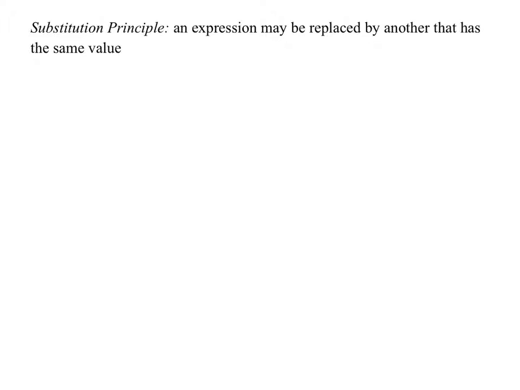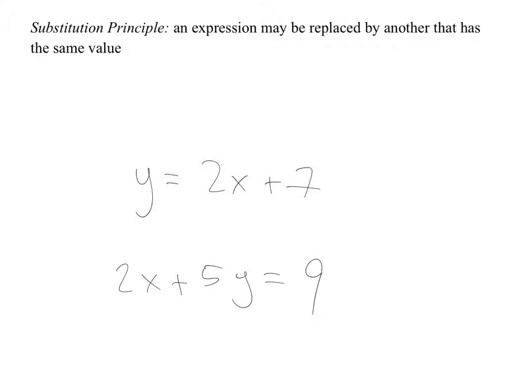So if an expression is equivalent to something else, you can replace that something else later on. So we see this all the time, like y equals 2x plus 7, and then 2x plus 5y equals 9. What can you do? You can take this expression and plug it in for y, and substitute because of the substitution principle. Although it sounds stupid, it's common sense, right? You guys know this by now. But that's what it's called, substitution principle.